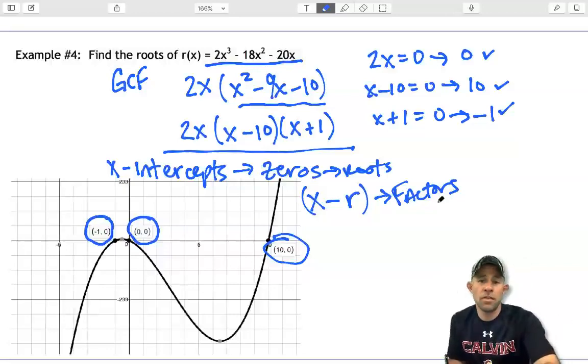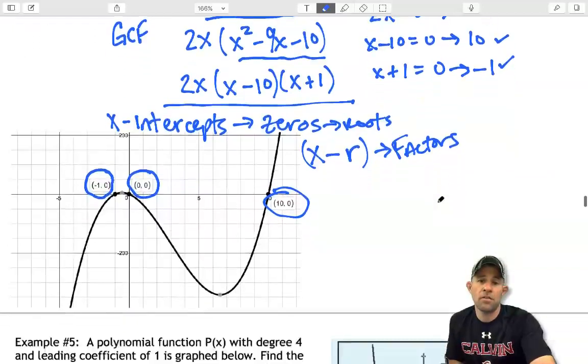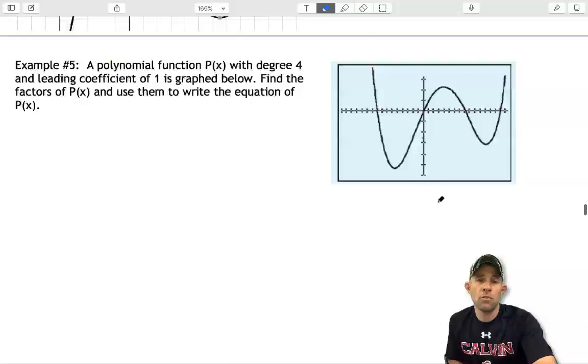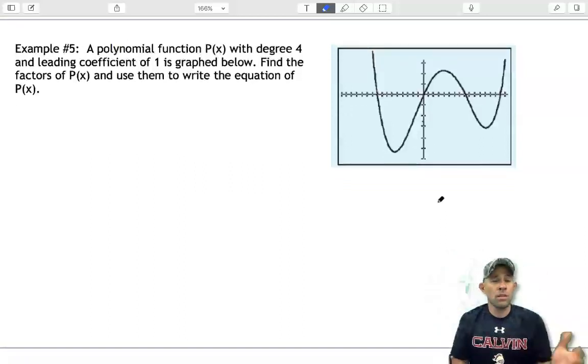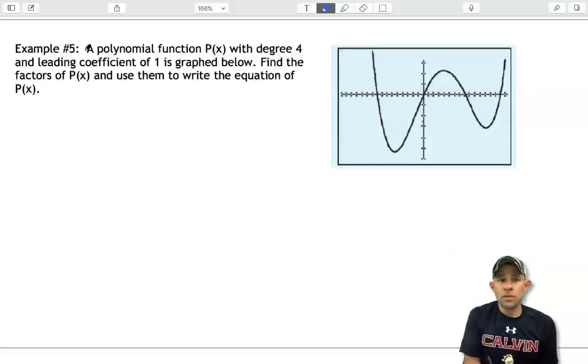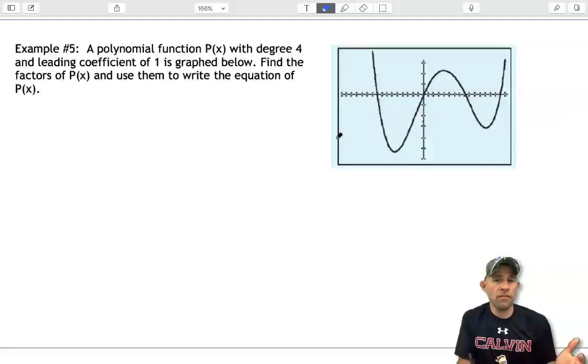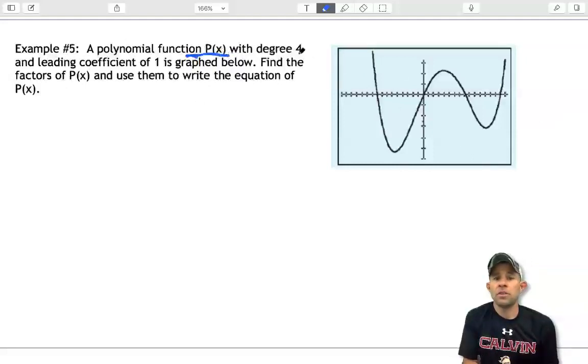Okay, so we're going to use that fact that x minus r is a factor of the polynomial to go back the other way now and write the equations. As you can see here, we now have the graph of our polynomial, and we want to write the actual polynomial function that has degree 4 with leading coefficient of 1. We want to first find the factors by taking a look at the x-intercepts and then multiply them back together.